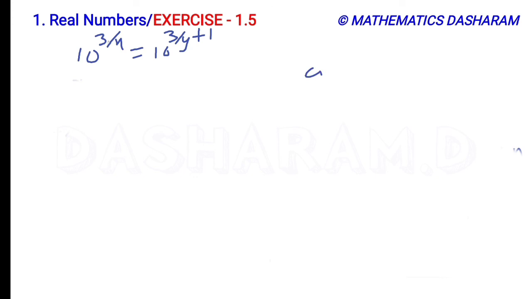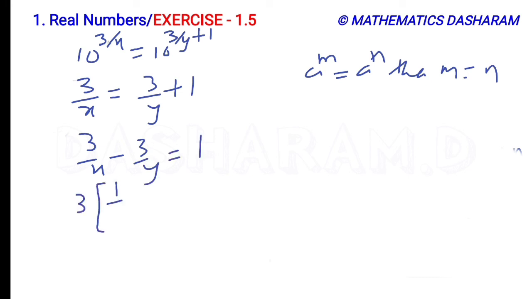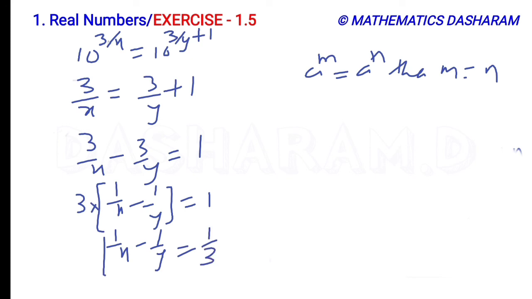So we have a formula: a to the power of m equals a to the power of n, then m equals n, because here the bases are the same, so we can equate the powers. Apply the same formula here. 3 by x equals 3 by y plus 1. So 3 by x minus 3 by y equals 1. Take the 3 common: 1 by x minus 1 by y equals 1 by 3, since 3 is multiplying here, so transpose to the RHS side. So the answer is 1 by 3.